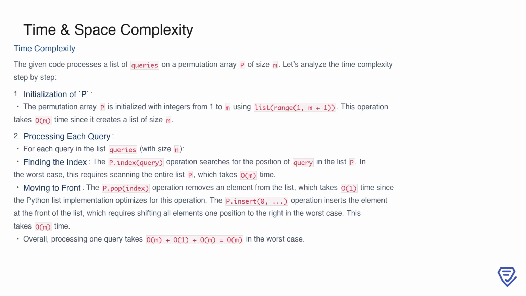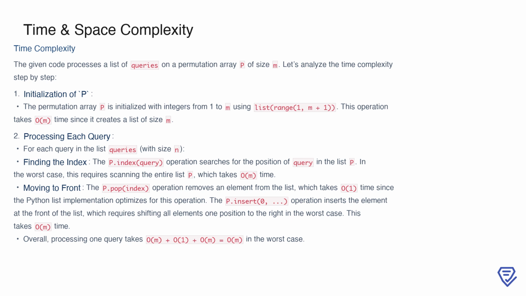To analyze the time complexity of the solution, let's break it down into its components. First, the permutation array P is initialized using list(range(1, m + 1)), which takes O(m) time because it generates a list of size m with sequential integers. Next, for each query in the queries list, which has a size of n, we perform several operations. Finding the index of the queried value in P using p.index(query) requires scanning the list in the worst case, which takes O(m) time. Then, the p.pop(index) operation removes the element at the specified position, which is optimized to run in O(1).